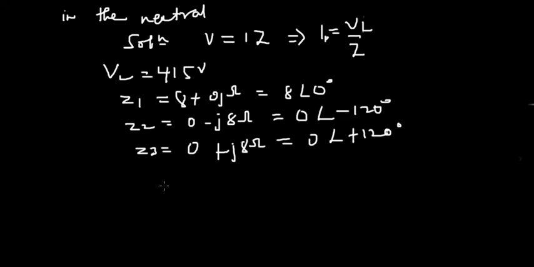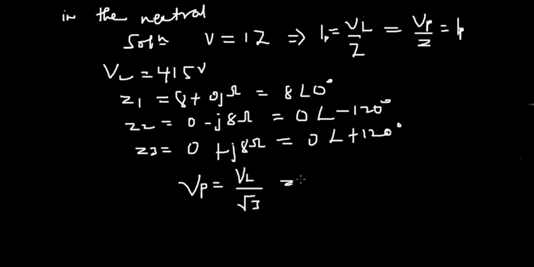Okay, VP. That's why initially I stated that this is VL, but in calculation you will need VP on Z, which should be equal to IP. So let's find VP. Now VP has to be equal to VL divided by root of 3. This means that VL is equal to root of 3 multiplying VP.